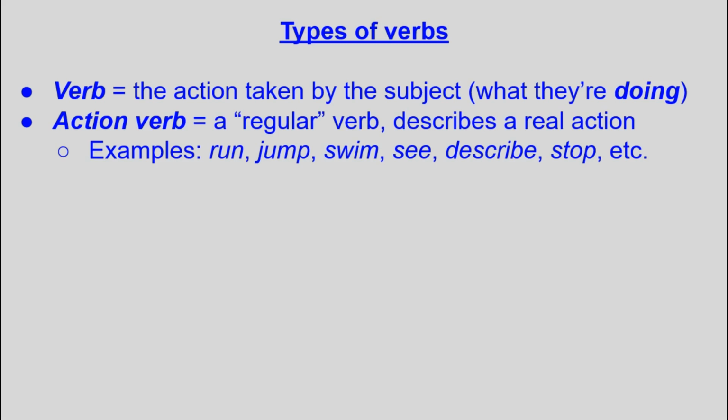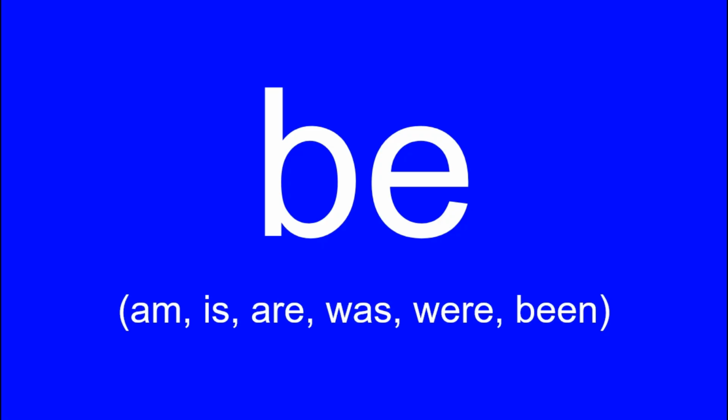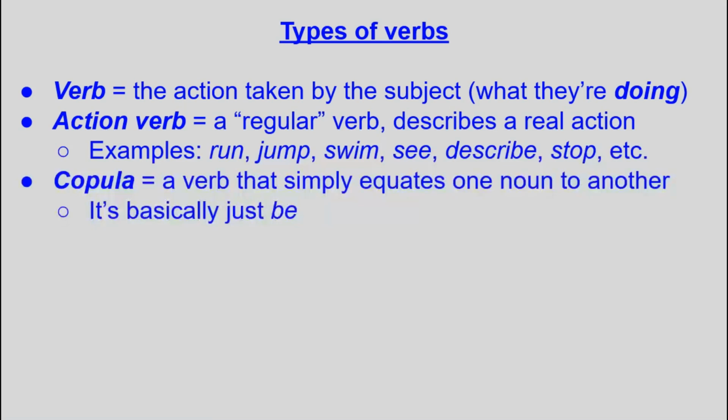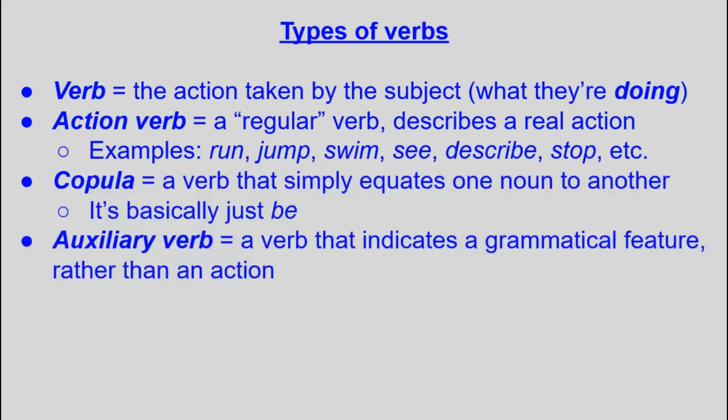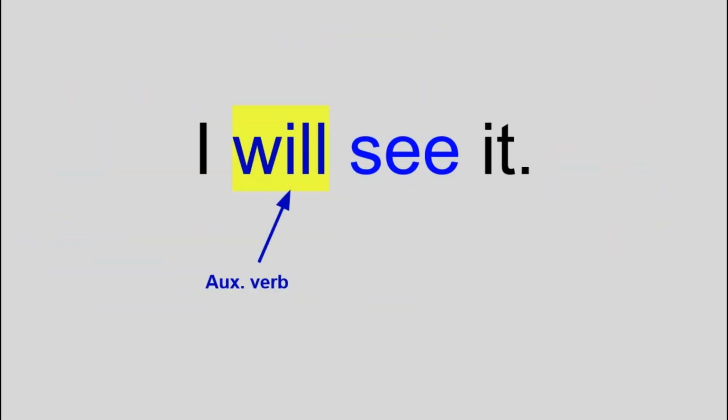However, there are two other types of verbs you should know about. First, there's the verb be with all its forms, and it's known as a copula. It just equates nouns to each other or to adjectives and is basically always the most common verb in a language. And there are also some verbs that don't indicate an action but are instead paired with an action verb to show like a tense, or maybe they need to be there for some other grammatical reason, and these are called auxiliary verbs, often shortened to just aux verbs. For example, in the English sentence, I will see it, will is an aux verb. It doesn't tell you the action, that's see, but will tells you that the action is future tense.